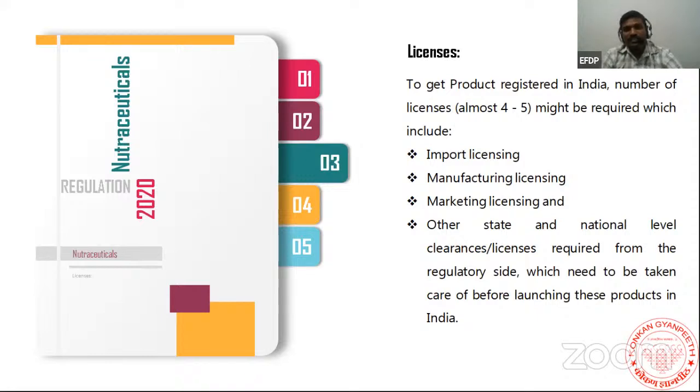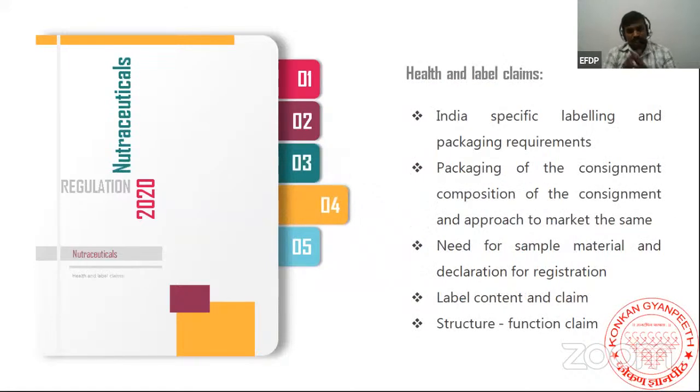The licenses required are import licensing, manufacturing licensing, and marketing licensing. With the amendment of 2020, the FSSAI Act was modified, and it is a very simplified process for licensing. We can go for Form A, which is required. When we go for registration, importantly, Form A, Form B, and Form C are required. Along with that, we require licensing for the central, the state, and particularly the regional.